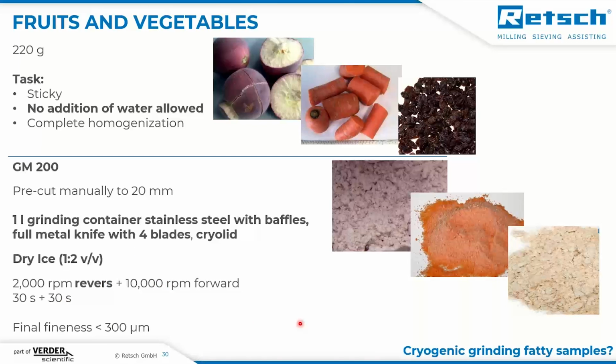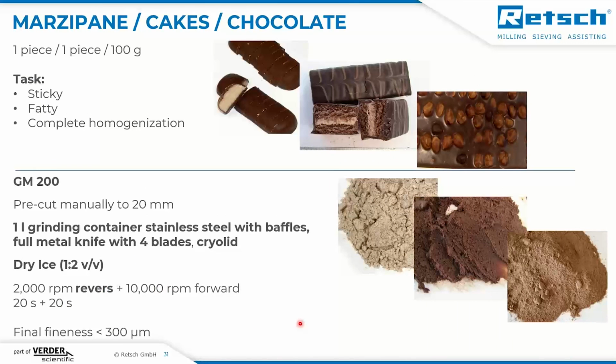Cryogenic grinding of fatty samples is also possible, like these marzipan cakes or chocolate. Similar conditions, 20 seconds for each grinding step, and then we were able to homogenize these fatty samples as well.